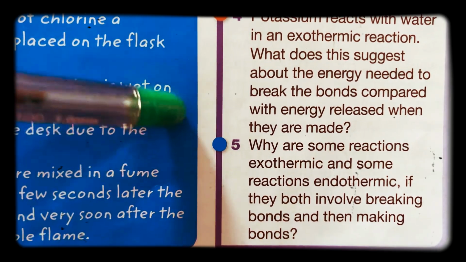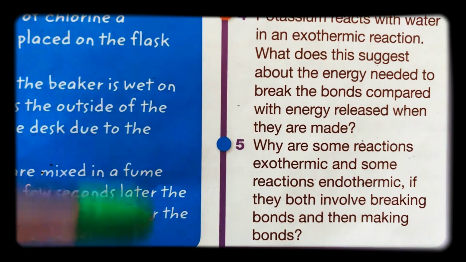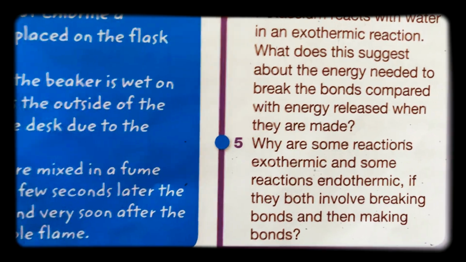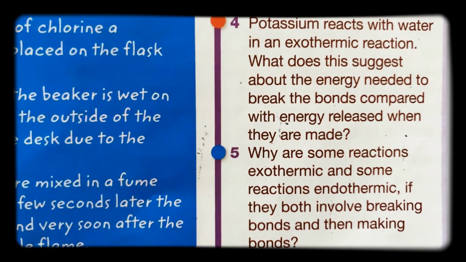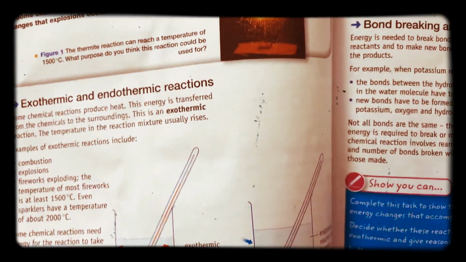So the answer is that not all bonds are the same. They can vary in how much energy is required to break or make them, and as a chemical reaction involves rearranging atoms, the type and number of bonds broken will not be the same as those that are made.